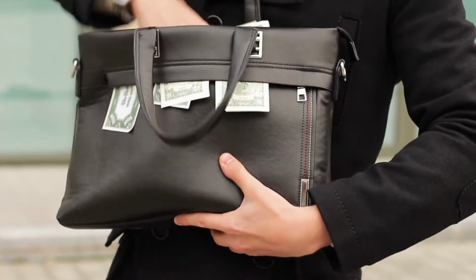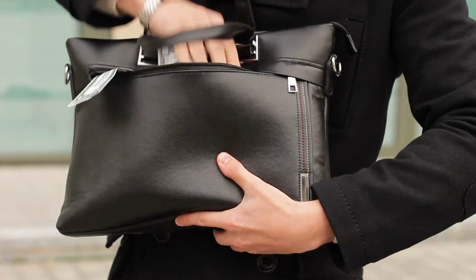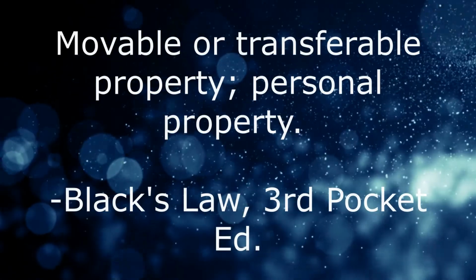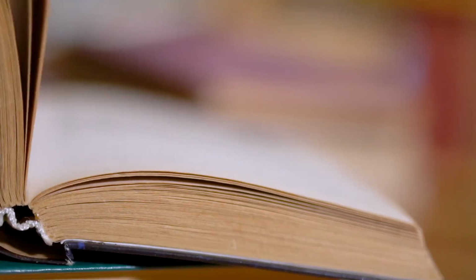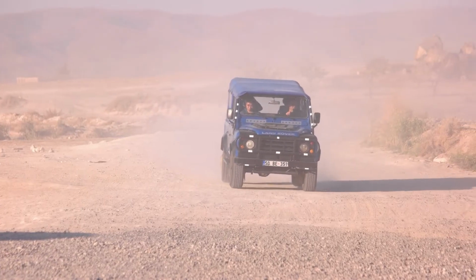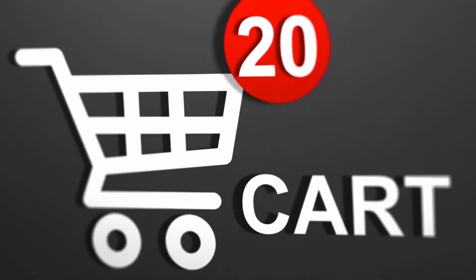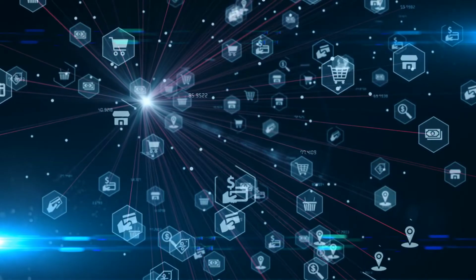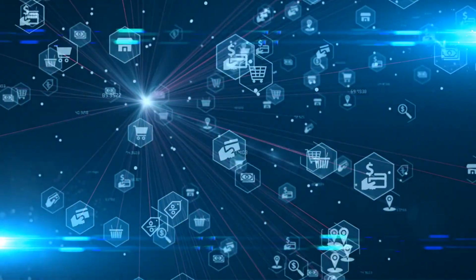Let's start by defining what a chattel is. Black's Law defines chattel as movable or transferable property, personal property. It can be a laptop, a book, or a Range Rover. The key is that it is personal property not affixed to anything. Now that we understand what a chattel is, let's turn to the Restatement and see how this tort is defined.